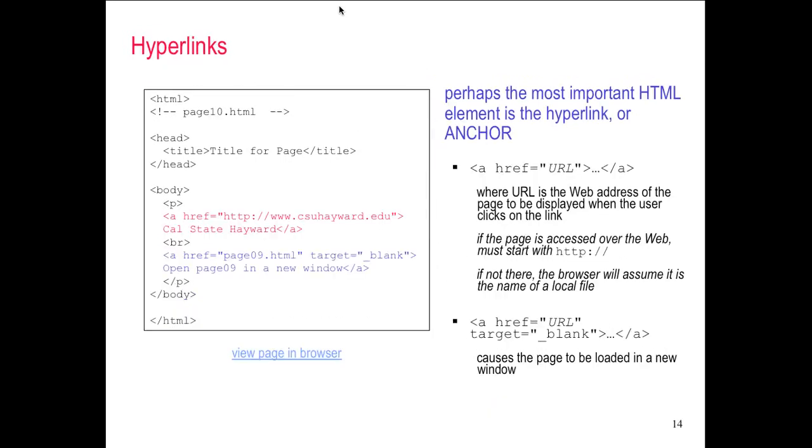So those are the different list types. Hyperlinks are used probably the most often, actually, because you're not going to put hyperlinks in a style sheet. It's going to be done inside the document. So perhaps the most important element is called the hyperlink.